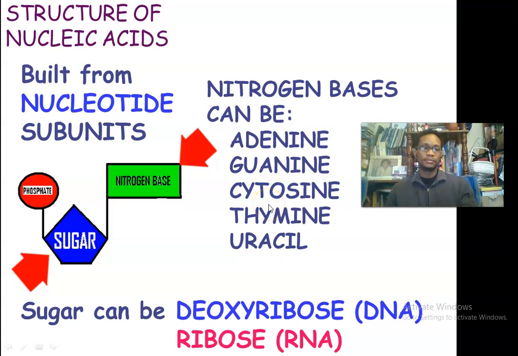Okay. Uracil only occurs in RNA, just for correction. Adenine, guanine, cytosine, and thymine occur in DNA. RNA has the rest except thymine. Instead of having thymine, they replace it with uracil. Now, sugars, the blue here, can be deoxyribose in DNA or ribose in RNA. And phosphate has a negative charge, which is the backbone of the DNA.